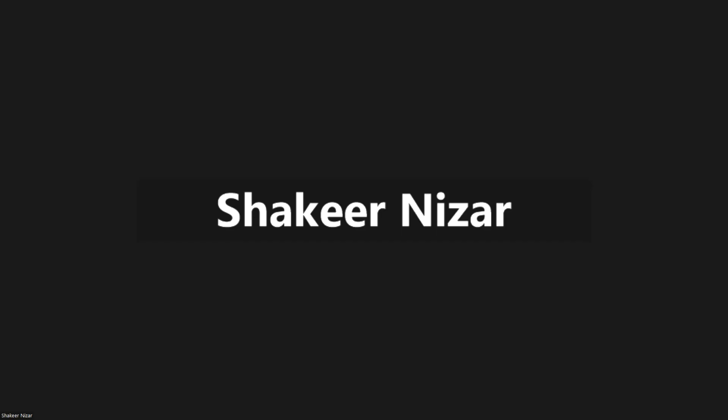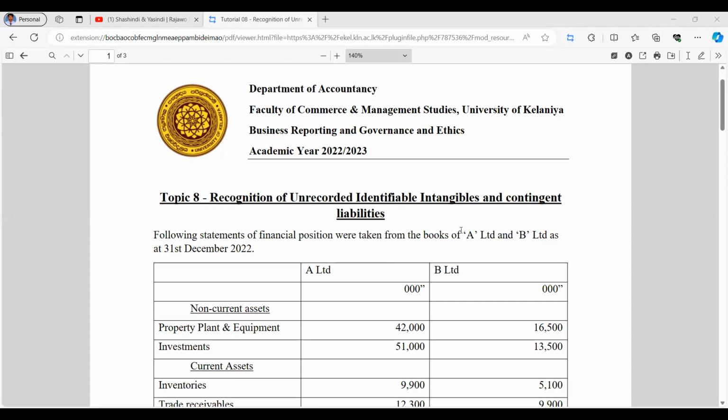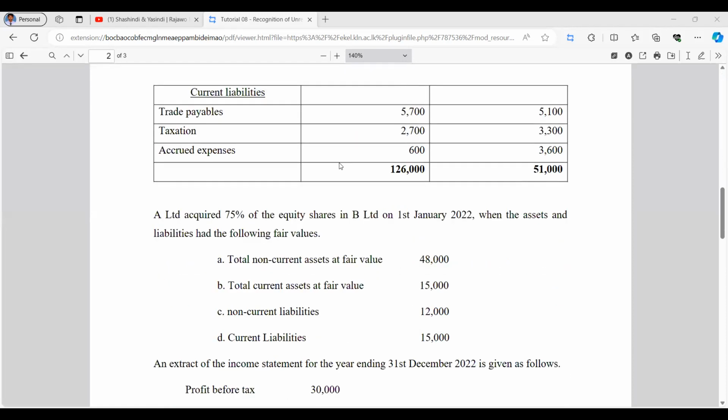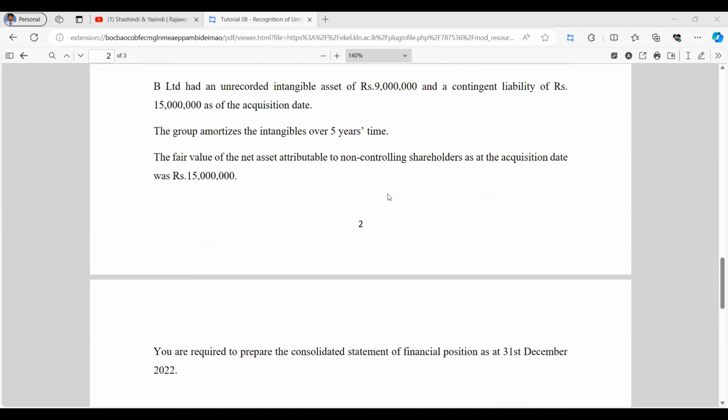We are going to discuss another consolidation question in our tutorial number 8, recognition of unrecognized intangible assets and contingent liabilities. It's given the following statement of the financial position was taken from A Limited and B Limited as at 31st December 2022. The examiner asks us to prepare the consolidated financial statements as at 31st December 2022.